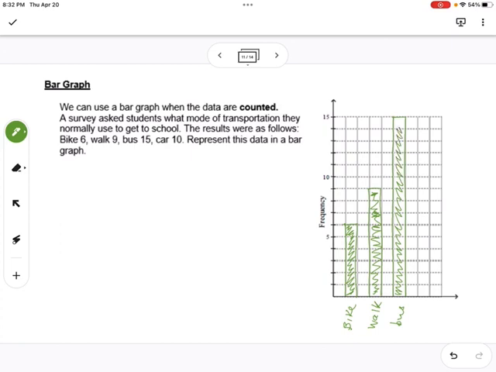Colored in. And last we have car. Car is 10. And again, we can color it in. Okay, so that's our bar graph.